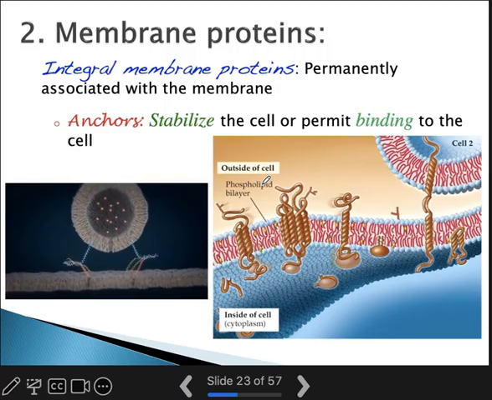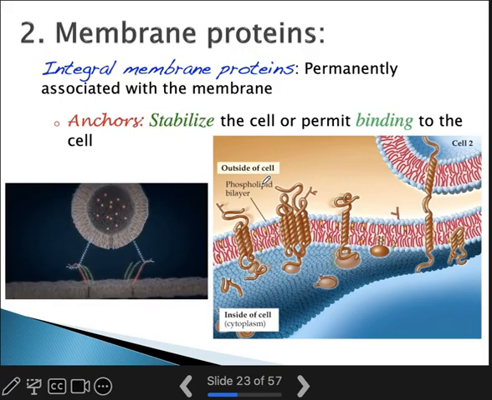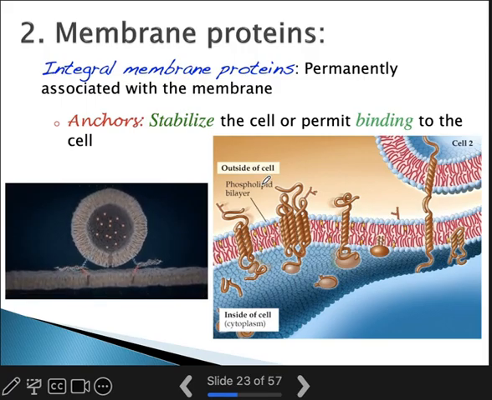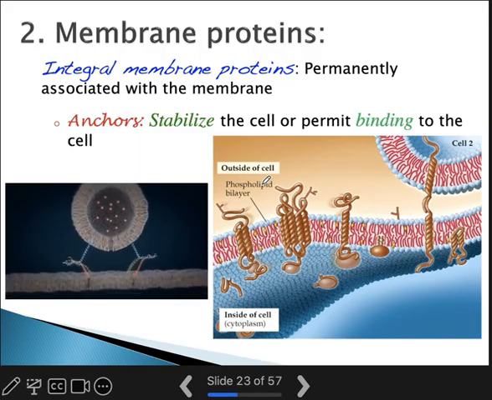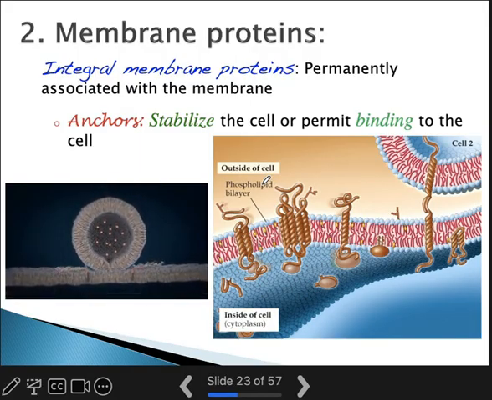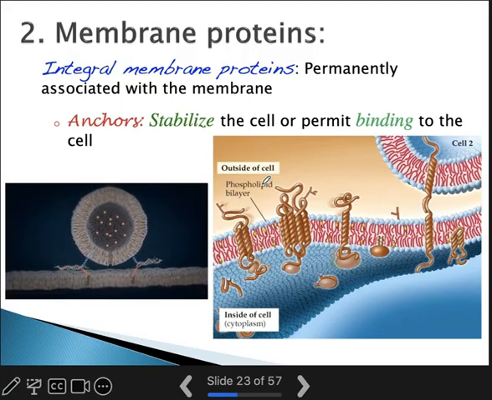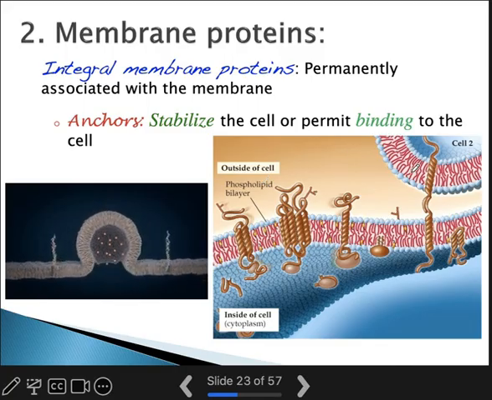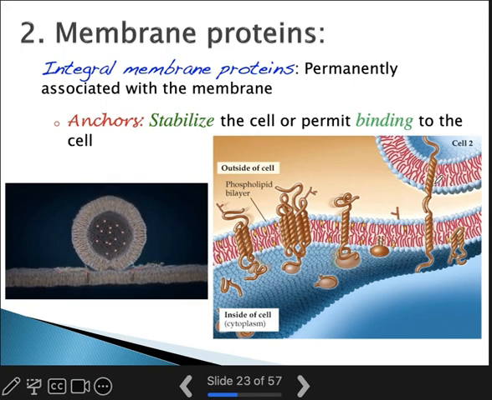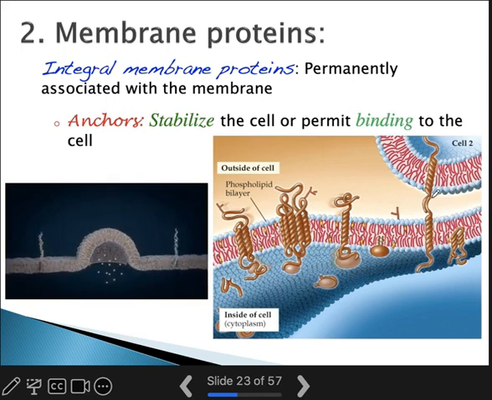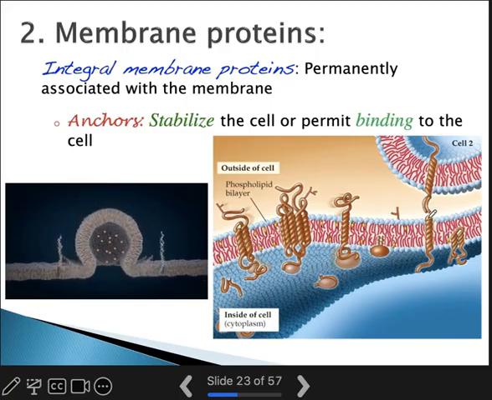All right, so integral membrane proteins are proteins that are permanently associated with the membrane. Remember, we're looking at membrane structure. The next component of the membrane after our phospholipids are the integral membrane proteins. These are proteins that will afford additional function to the membrane itself. Sometimes that'll be to anchor. We can see here we have proteins that traverse the membrane from one cell to the next. This is going to anchor these two cells together. So that is an example of one of these integral membrane proteins having an anchoring role.